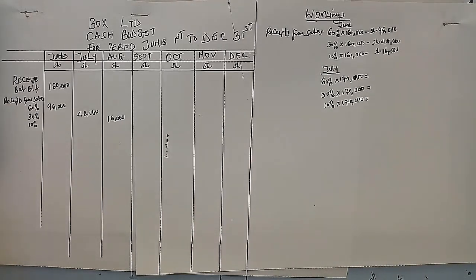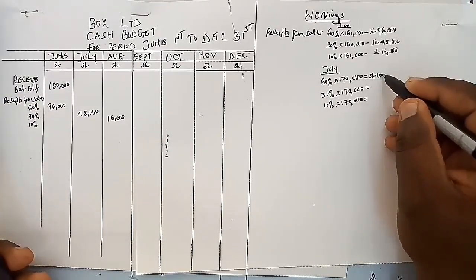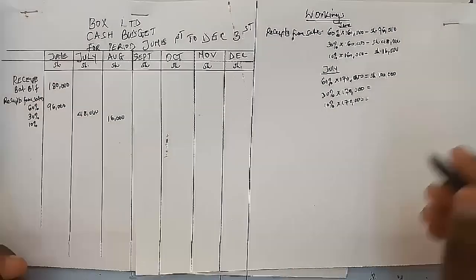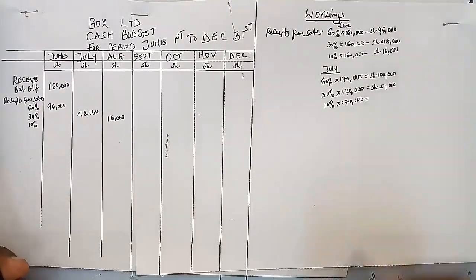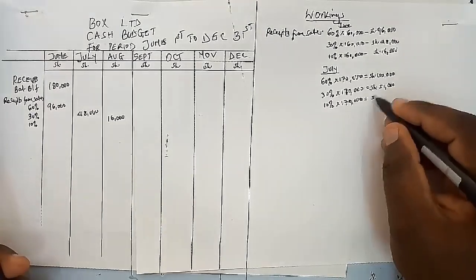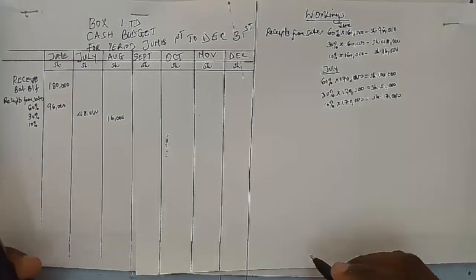So the 60% of 170,000 will give you 102,000. The 30% will give you shillings 51,000 the following month. 10% will give you shillings 17,000 after 2 months.